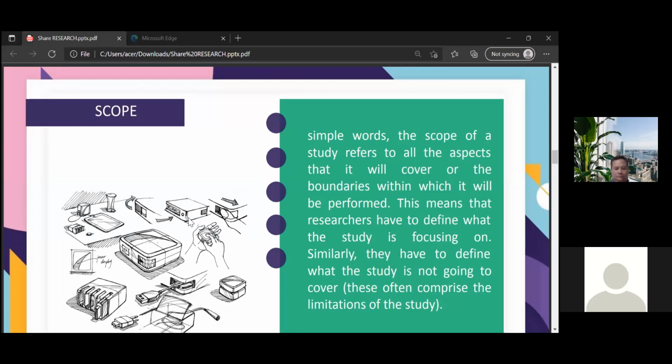What is scope in research? In simple words, the scope of a study refers to all the aspects that it will cover, or the boundaries within which it will be performed. This means that the researchers have to define what the study is focusing on. Similarly, they have to define what the study is not going to cover, or the limitations of the study.